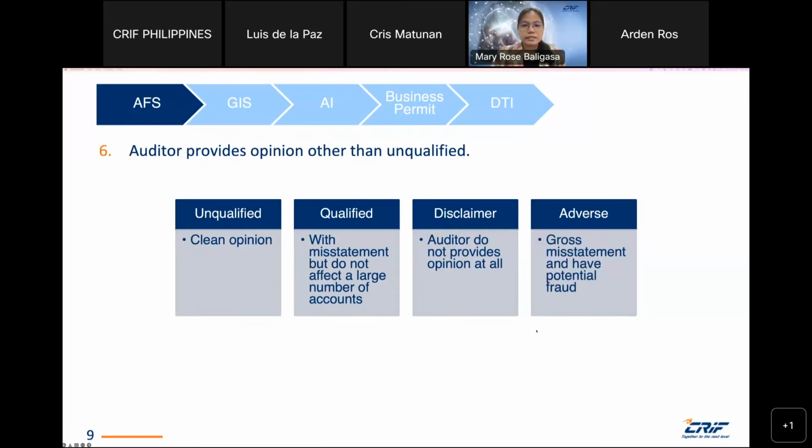And last but not the least is adverse. This is the type of opinion that can only be issued due to a GAAP departure. In such a case, the misstatements are both material and pervasive. In other words, there is a material impact on the financial statements, and the misstatements affect a large number of accounts. Here, if the external auditor provides an opinion other than the unqualified opinion or the clean opinion, we will tag the company as red flag.